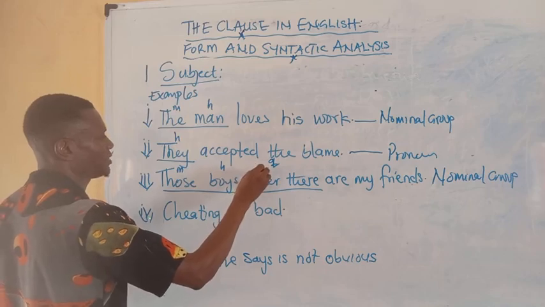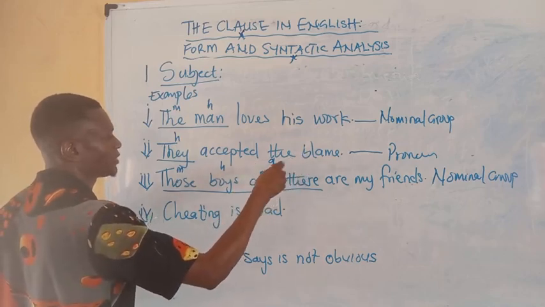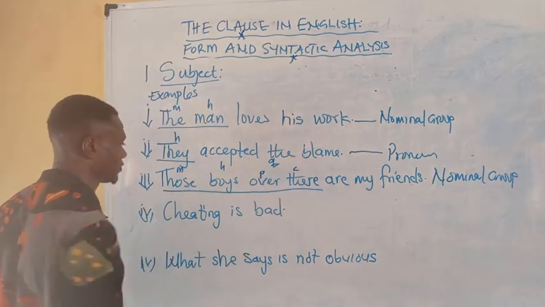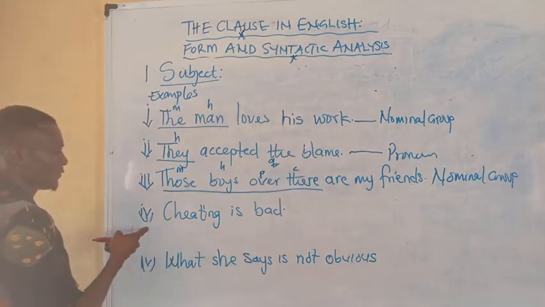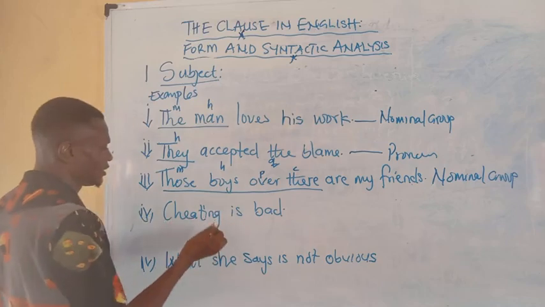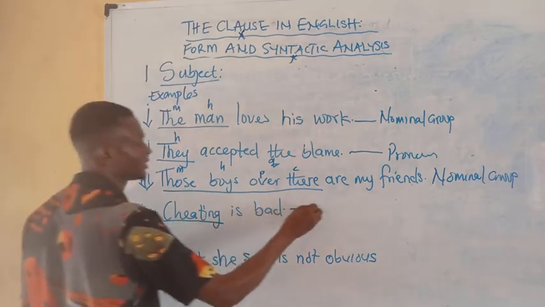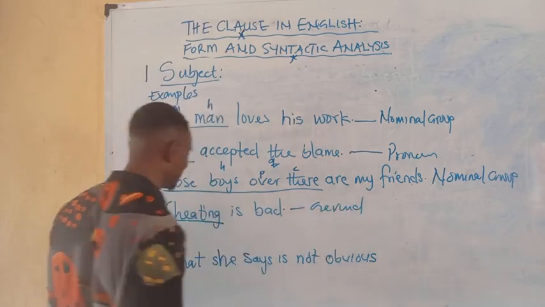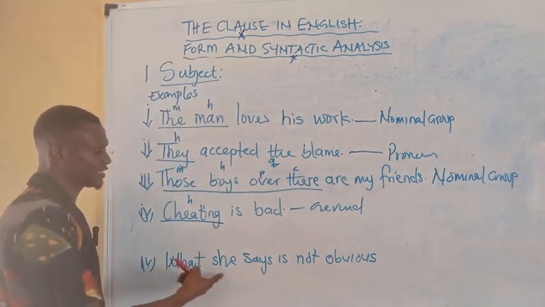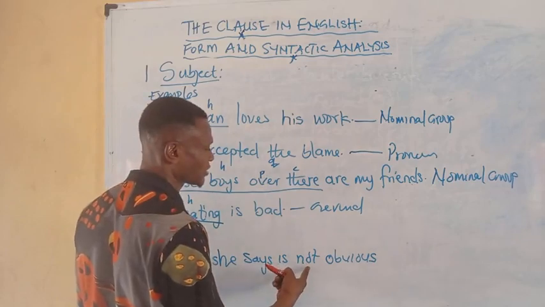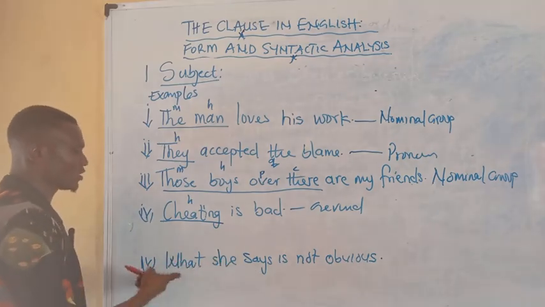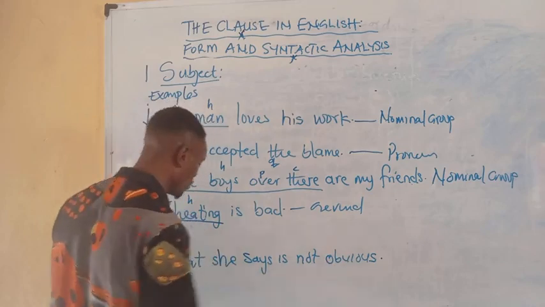The qualifier over there is a prepositional completive. Number four: cheating is bad. The subject here is cheating, that is a gerund. The last one: what she said is not obvious. What she says is not obvious.